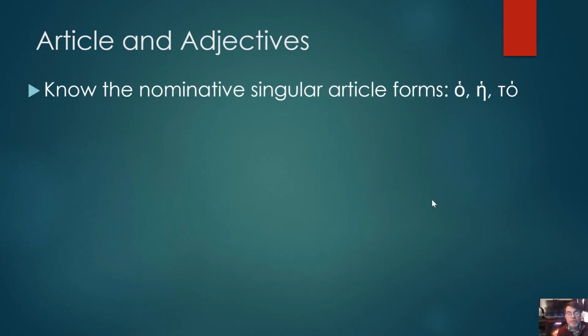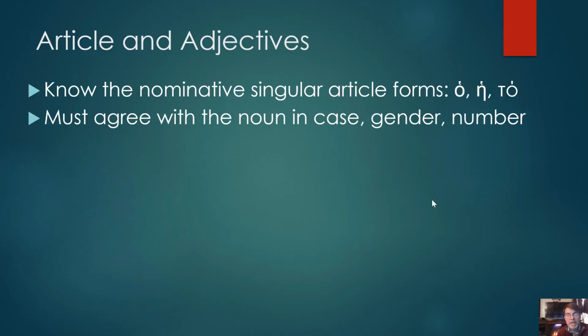Okay, so back to articles and adjectives. So know the nominative singular article forms. Ho is the masculine, he is the feminine, and to is the neuter singular form. There are lots of other forms of two or three letters, maybe a tau omicron or a tau eta with a subscript, or a tau omicron upsilon. So there are lots of little forms that are the word the, but you should know by now how to recognize that. Articles and adjectives have to agree with the noun they're telling you about in case, number, and gender.